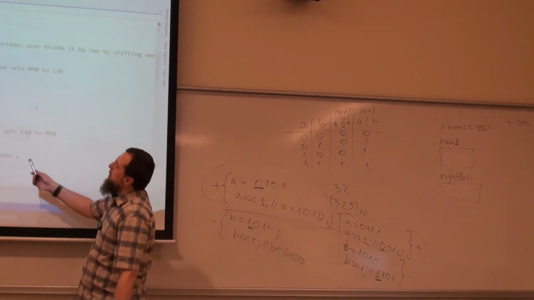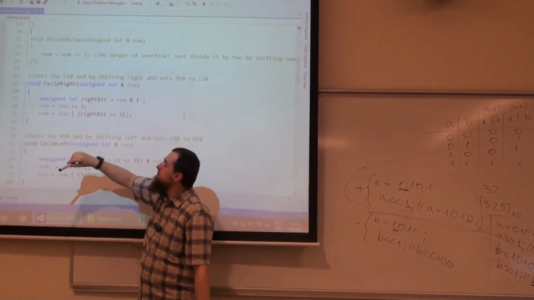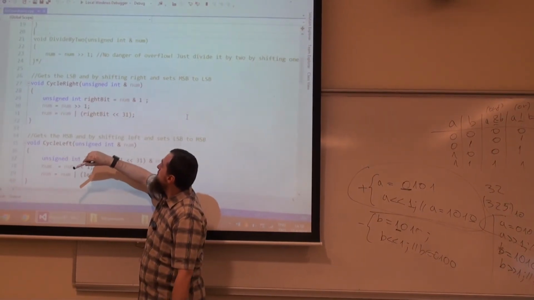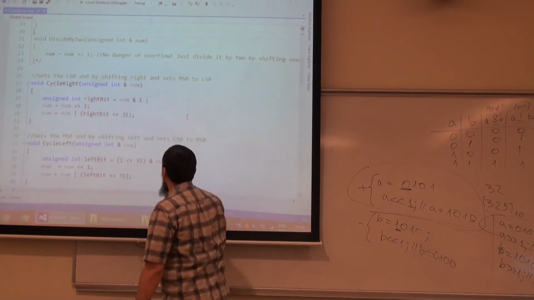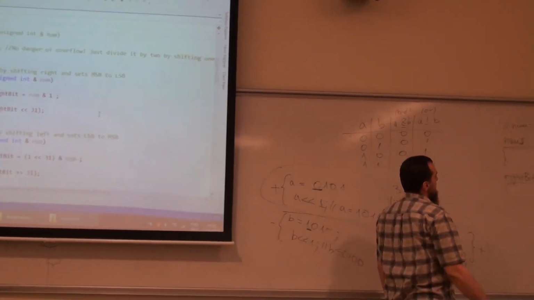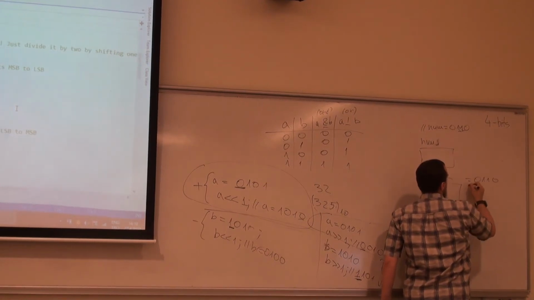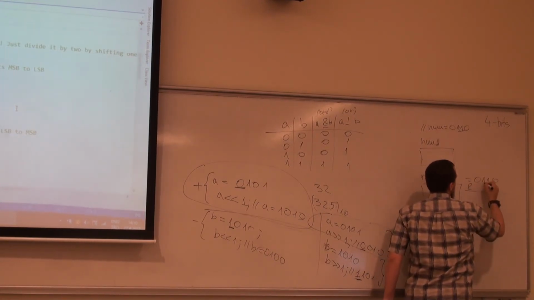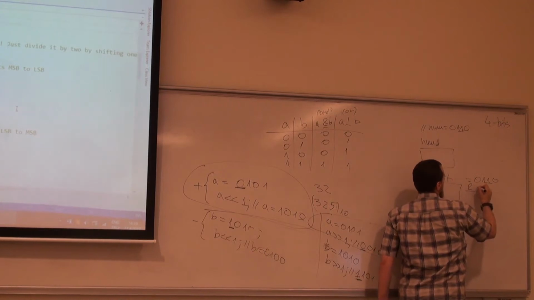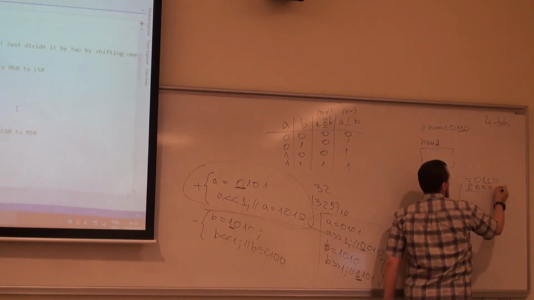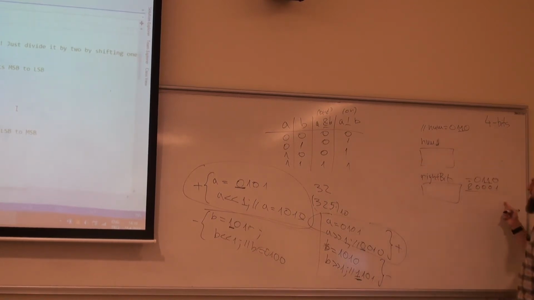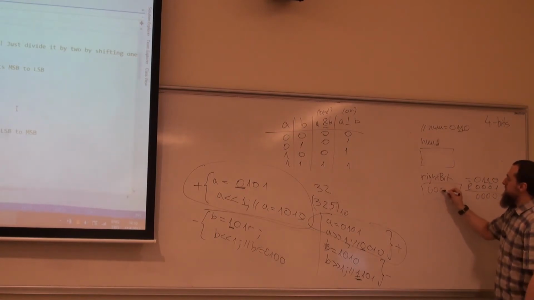So, number, we take it as a reference. It is 0, 1, 1, 0. I take the rightmost bit. The rightmost bit is 0, 1, 1, 0, bitwise AND with 1, which is 0, 0, 0, 1. What do I get here? All zeros. 0, 0, 0, 0. So I put the right bit here, which is 0, 0, 0, 0.